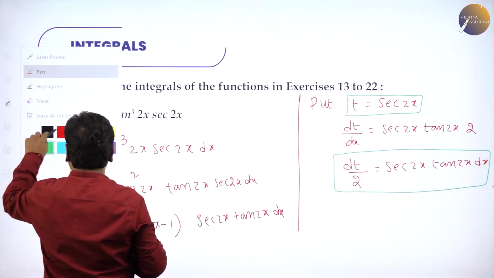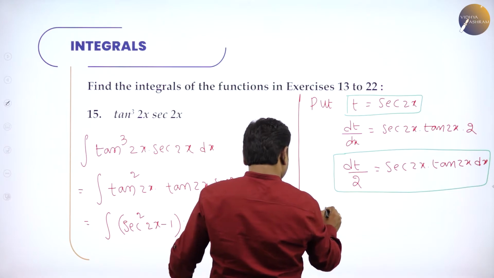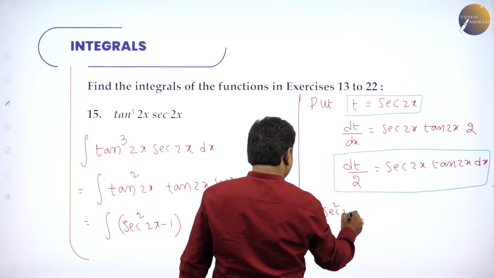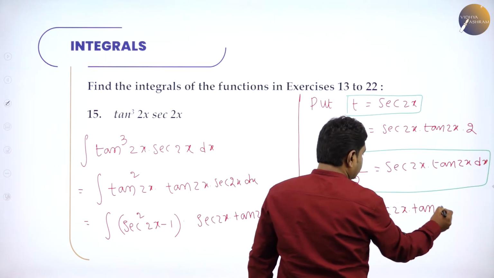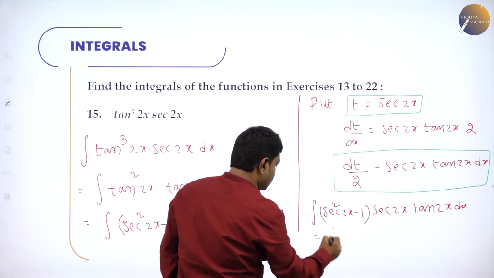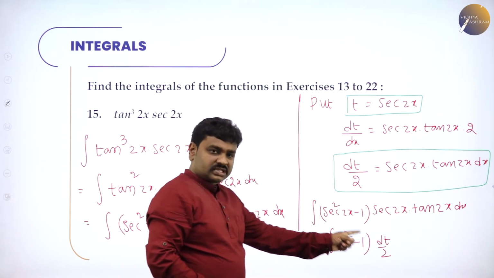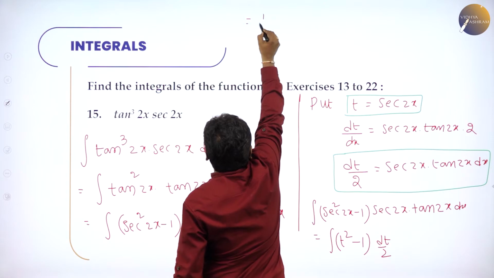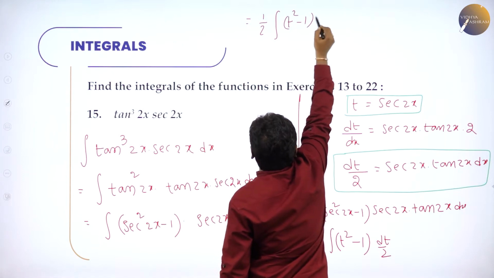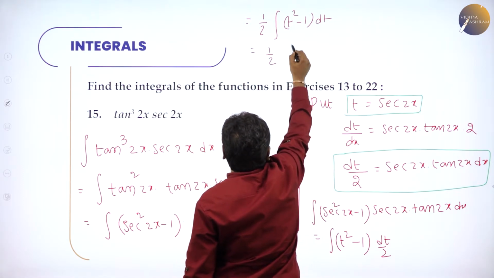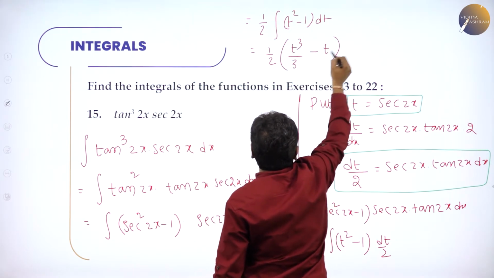So now we'll go to the given problem. The given problem is integration of secant square 2x minus 1 into secant 2x into tan 2x into dx. Can I write this as integration of t square minus 1 into dt by 2? 1 by 2 is constant, take it out. So if I take out 1 by 2 common, I'm left with integration of t square minus 1 dt. Integration of t square is t cube by 3. Integration of minus 1 is minus t, plus c.